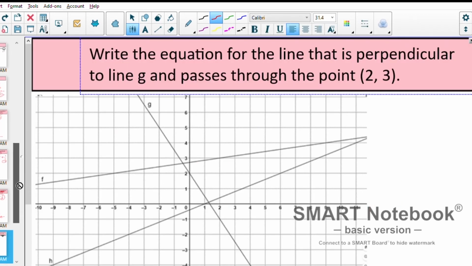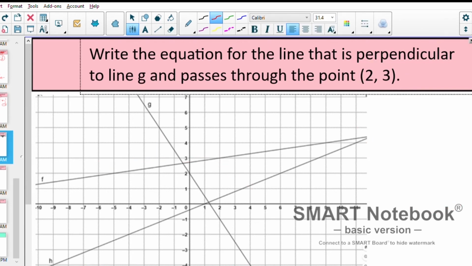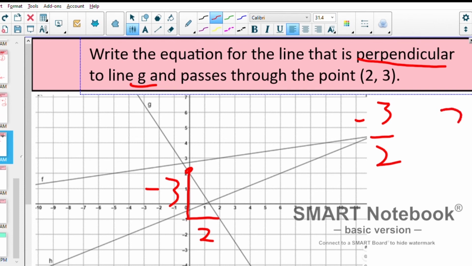And let's go ahead and work on our final one here, which will be on the practice. I might do some extra ones with line H. So we are perpendicular to line G. So again, our slope is still -3/2. And since we're perpendicular to that, we need to find the negative reciprocal, which will be 2/3. And since this one is negative, this one will end up being positive. So there's our new slope, 2/3.